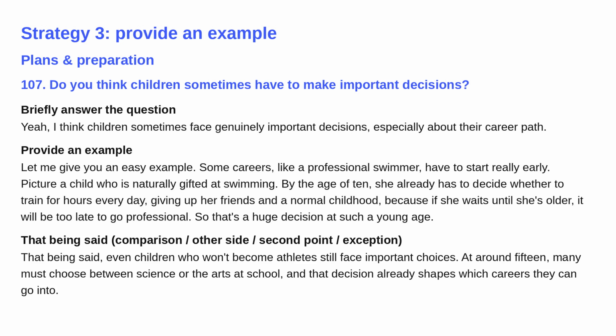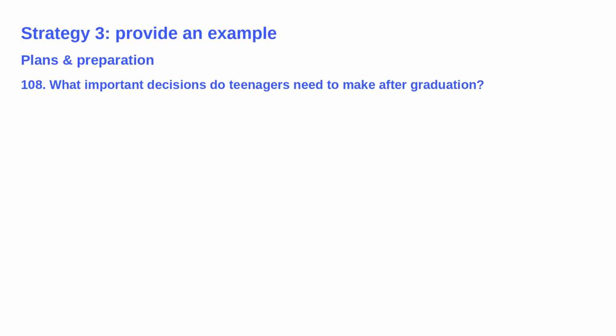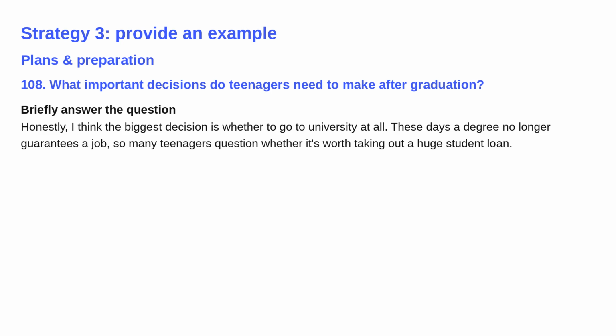That being said, even children who won't become athletes still face important choices. At around 15, many must choose between science or the arts at school, and that decision already shapes which careers they can go into. What important decisions do teenagers need to make after graduation?